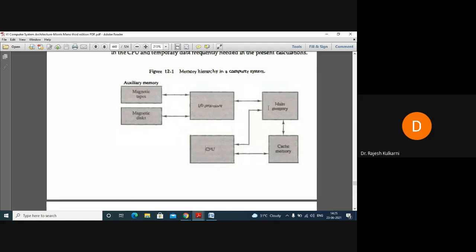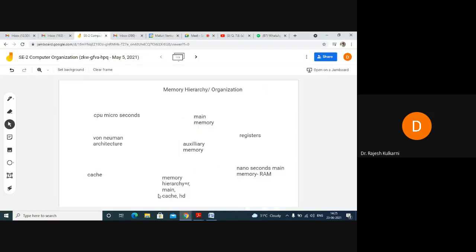But you know that if you compare main memory and CPU, there is a speed difference. Which is having more speed? CPU is having more speed. Which is having good speed but less than CPU speed? RAM or the main memory has good but lesser speed than the CPU, which is in nanoseconds. We are just taking this as an example.